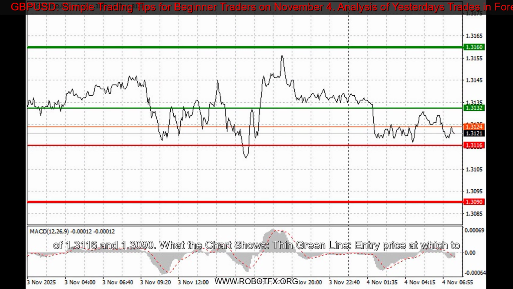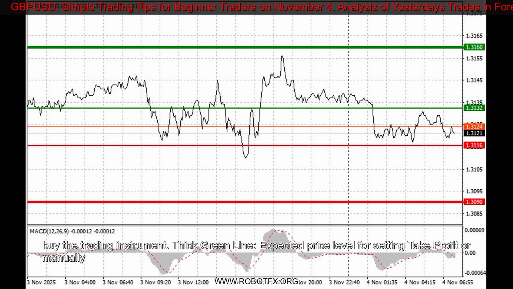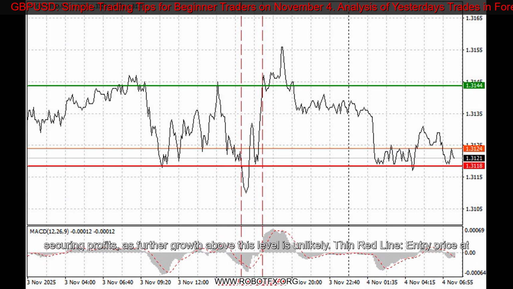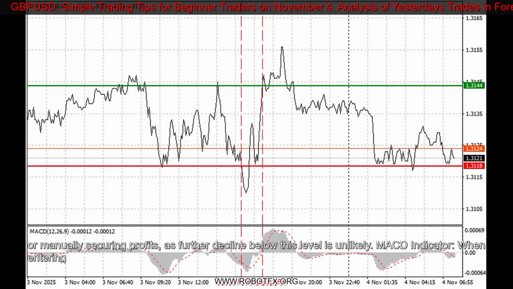What the chart shows: thin green line, entry price at which to buy the trading instrument. Thick green line, expected price level for setting take profit or manually securing profits, as further growth above this level is unlikely. Thin red line, entry price at which to sell the trading instrument. Thick red line, expected price level for setting take profits or manually securing profits, as further decline below this level is unlikely. MACD indicator. When entering the market, it is important to be guided by overbought and oversold zones.